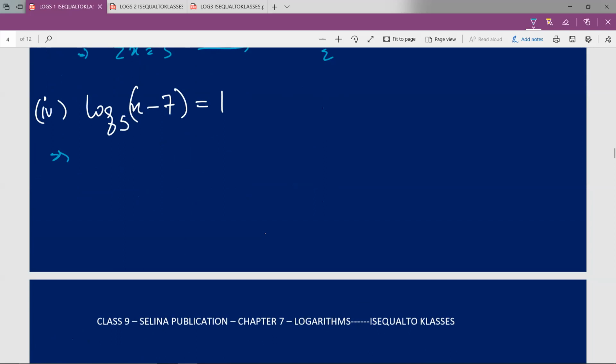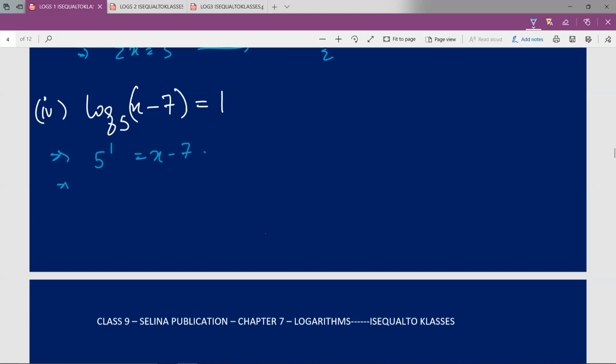But over here, they have given log of x minus 7 to the base 5 is equal to 1. Now don't be scared, don't be panicked. You have to use the exact same method which I've been solving in the previous videos. So that method, we have to convert this in exponential form. So take your usual way. So I could write this as 5 raised to the power 1 is equal to x minus 7. Same method.